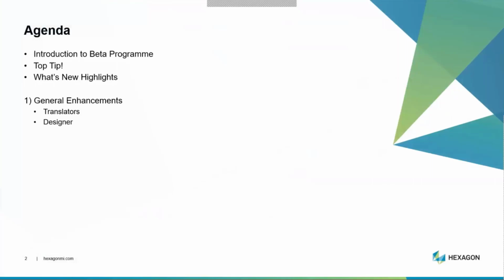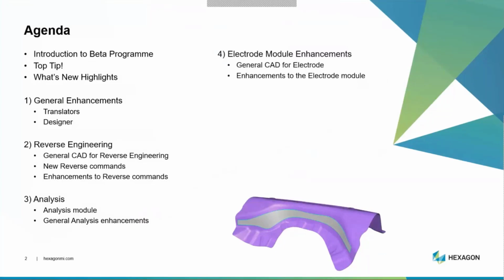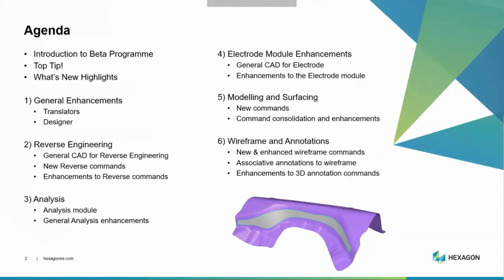So we'll start with the general enhancements, looking at the translators, which is SolidLink, and also the designer framework. Then we'll have a look at reverse engineering, the analysis tools, enhancements to the electrode module, general modeling and surfacing enhancements, and then finally wireframe and annotations. And then we'll be doing plenty of demos interspersed to break up the PowerPoint as we go.